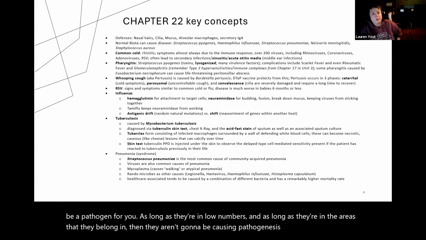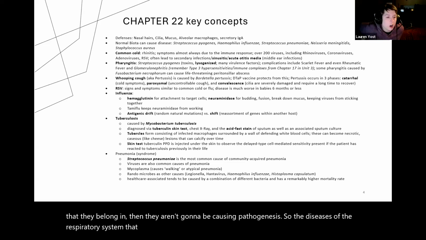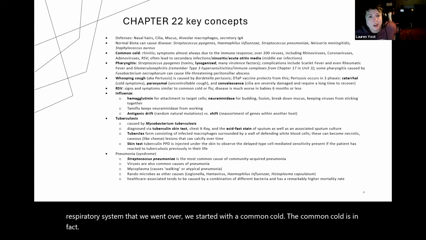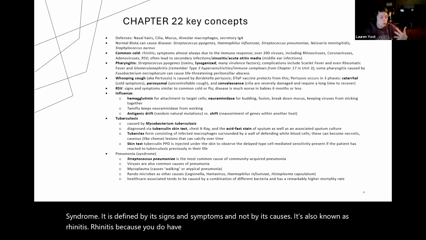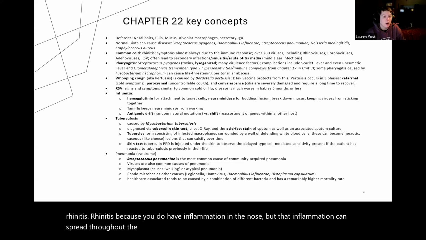So the diseases of the respiratory system that we went over, we started with the common cold. The common cold is in fact a syndrome. It is defined by its signs and symptoms and not by its causes. It's also known as rhinitis because you do have inflammation in the nose, but that inflammation can spread throughout the respiratory tract. And then that would be causing other signs and symptoms in those areas.